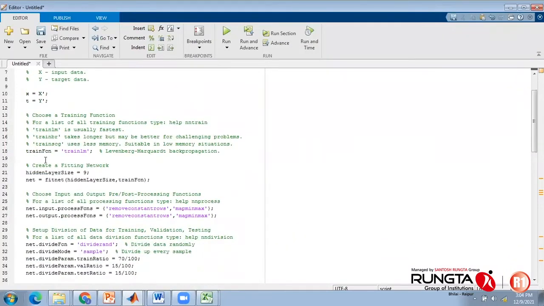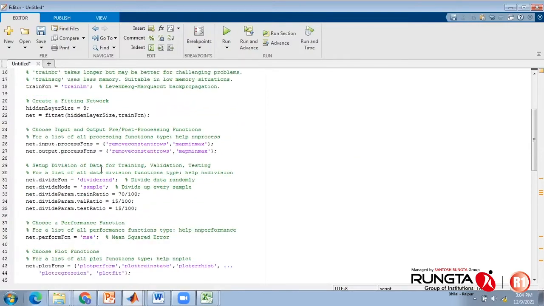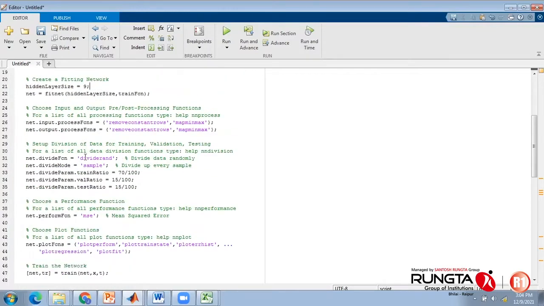The next is the training function which we have used, trainlm, the Levenberg-Marquardt algorithm. We have created the neural network with 9 nodes. Okay. Then these are some settings for training. Fitnet is a function for starting the corresponding training of a neural network.